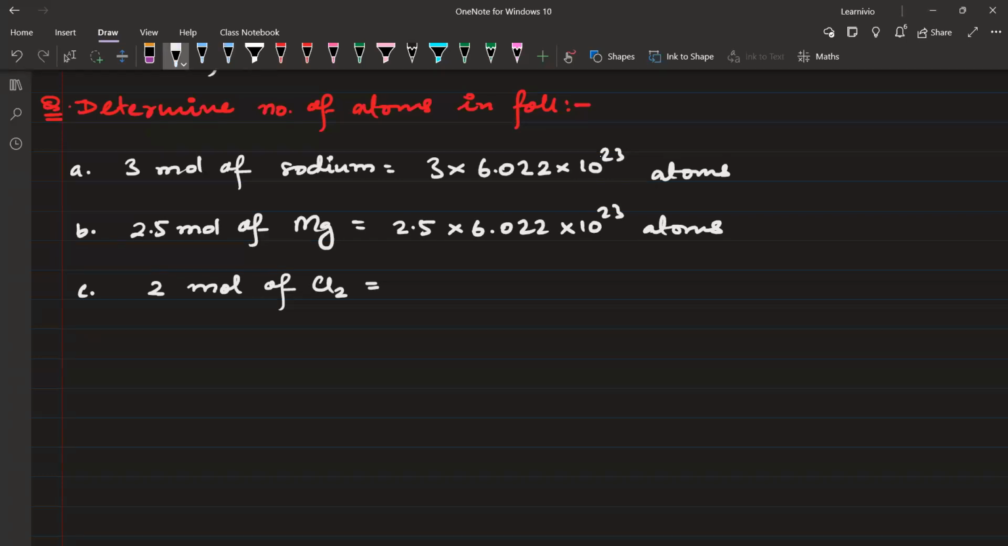Yes, sir. Now, for each molecule of Cl2, we have 2 atoms. So I will multiply 2 into how many molecules of Cl2 we are having? We are having 2 moles of Cl2. That means how many atoms will be there? 2 is the number of atoms in each molecule. How many molecules we are having? 2 mole. 2 mole means 2 into 6.022 into 10 to the power 20 atoms.